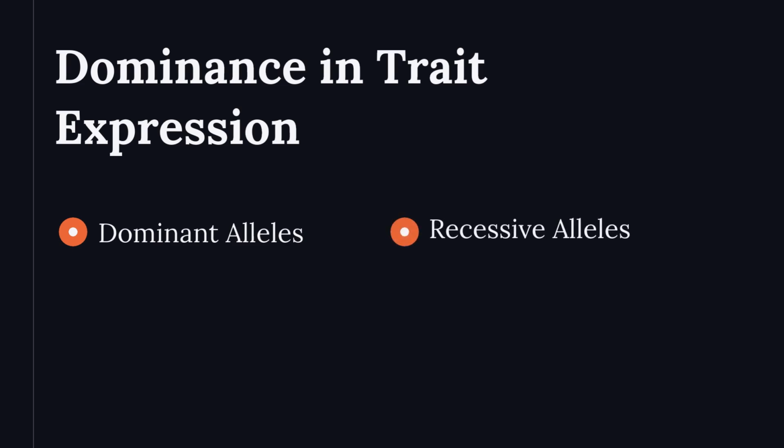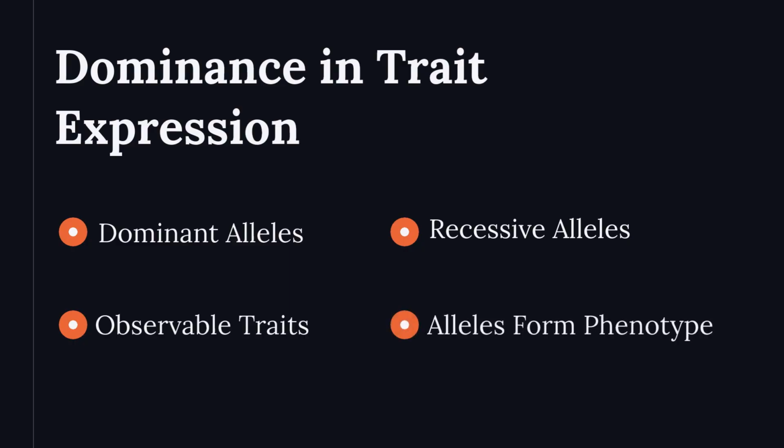Dominance and recessiveness affect trait expression. Dominant alleles mask recessive ones. This influences observable traits. The combination of alleles determines the phenotype. Understanding this helps explain genetic inheritance.